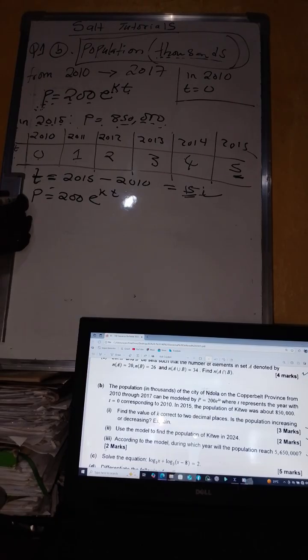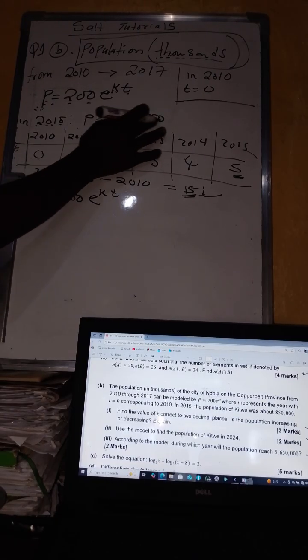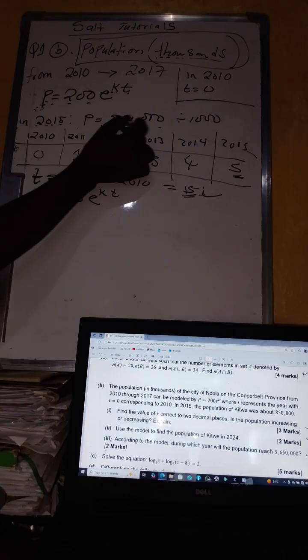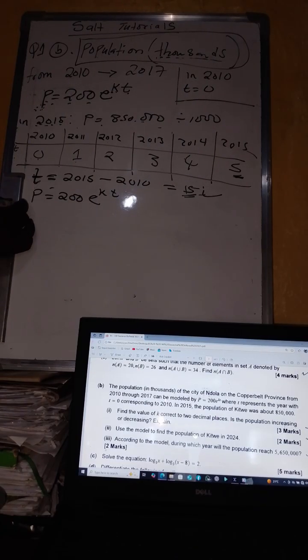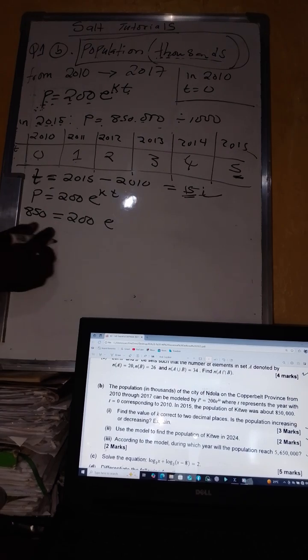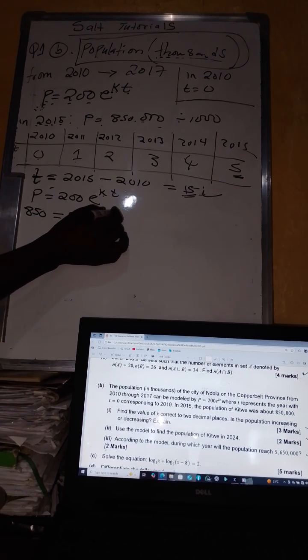When we replace the p, we divide this by 1,000. If we divide this by 1,000, we're going to have our p equal to 850, which is equal to 200 multiplied by e, which is our Euler number, to the power of k times 5. We don't know the value of k, which is what we are looking for.